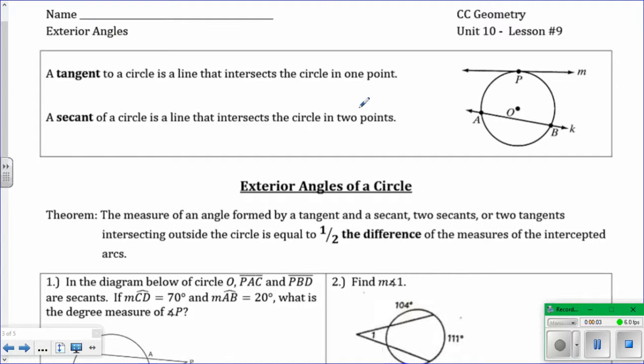First, a little vocab for you. So a tangent line that's drawn to a circle is a line that intersects the circle in one point. So you can see up here how line M only touches the circle at one point at P. That is your tangent line.